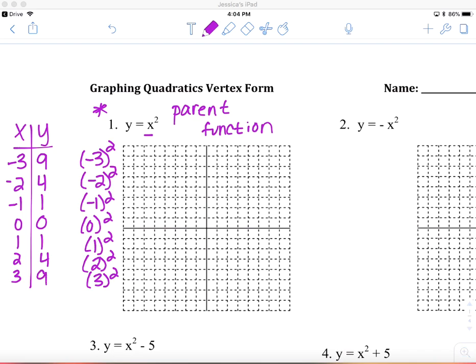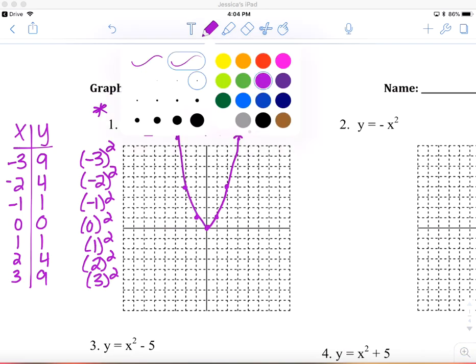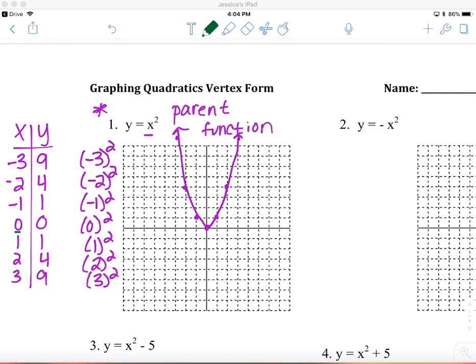When I plot these points on my graph, and if you need to pause the video to plot them on your graph, that's totally fine. You will notice that they are symmetric around our y-axis. You can also notice that on the table, if my vertex is 0, 0, the 1's match, the 4's match, and the 9's match. All of your quadratics are going to be symmetric around your axis of symmetry.